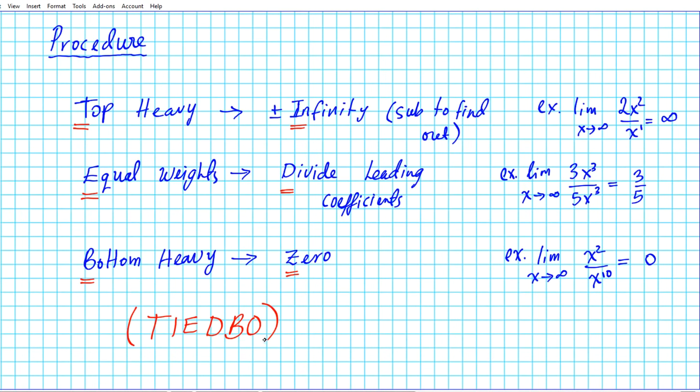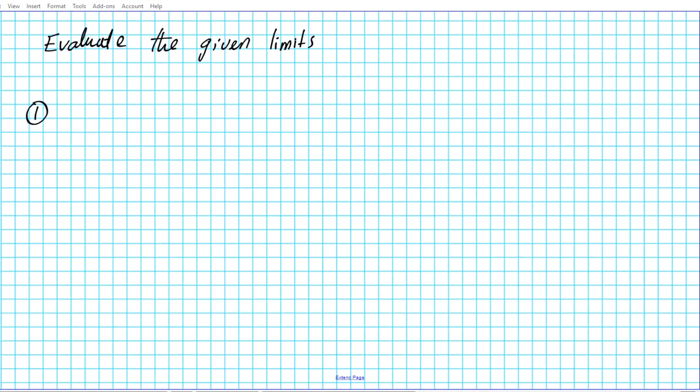This applies only to rational functions and the quotient of radicals. When you're dealing with the quotient of exponential functions or logarithmic functions, there's a totally different approach for that. So let's take a look at the first example.